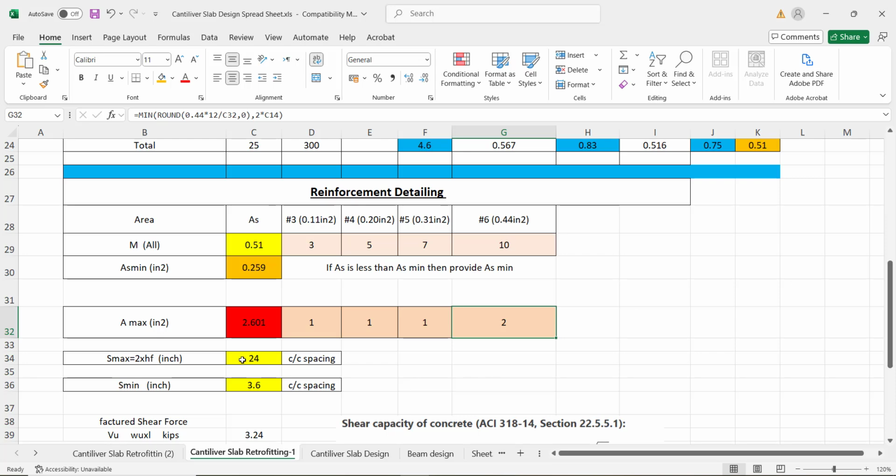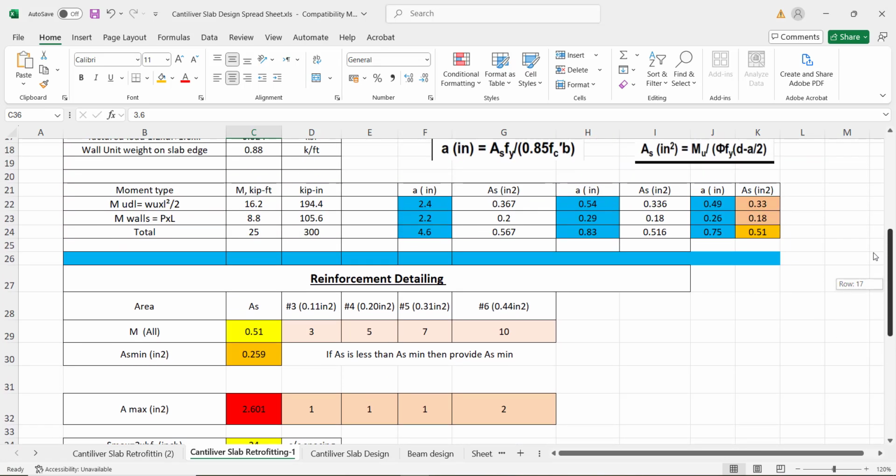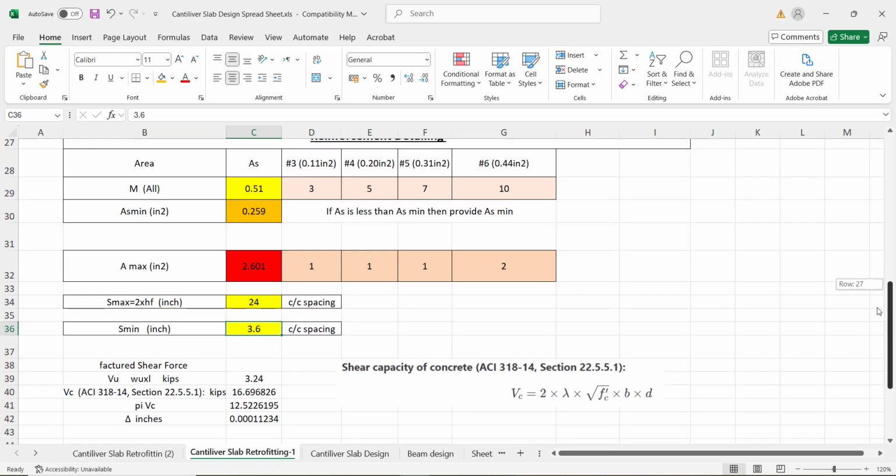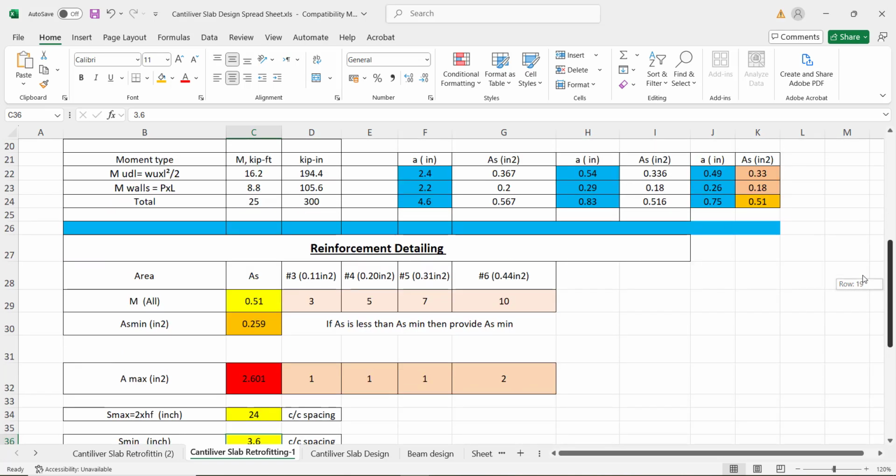The maximum spacing allowed is 24 inches. We are not crossing this one. And the minimum spacing required is 3.6 inches. We are not using this one as well. This is just for information. So the flexure design is done. Now you can provide the steel detailing. The detailing is simple.